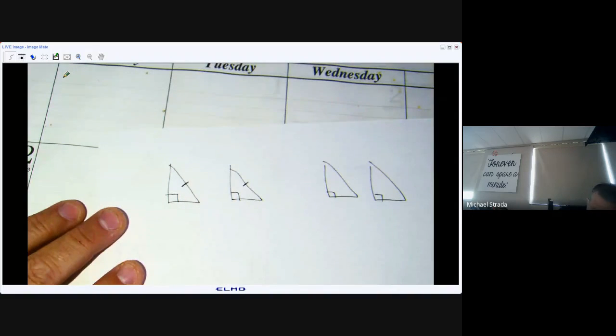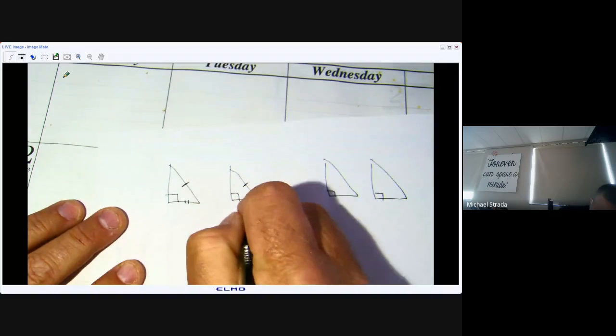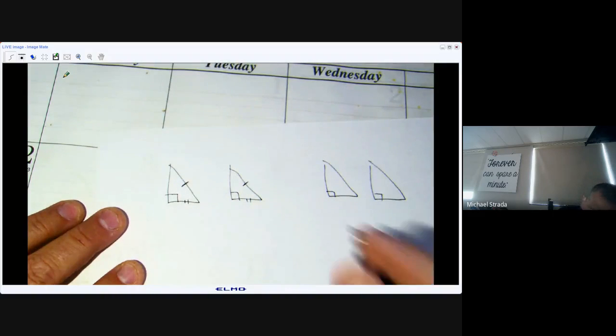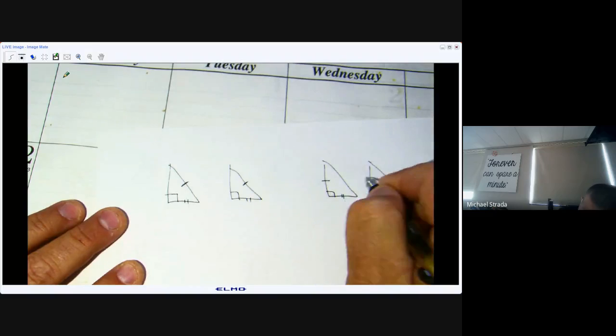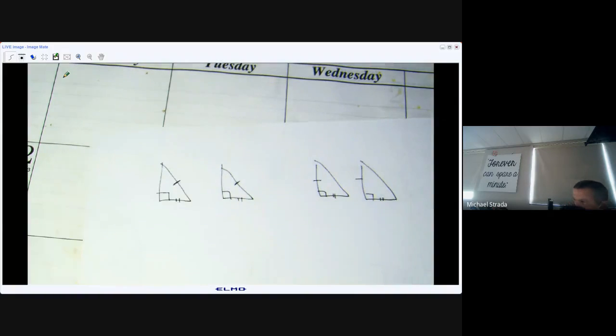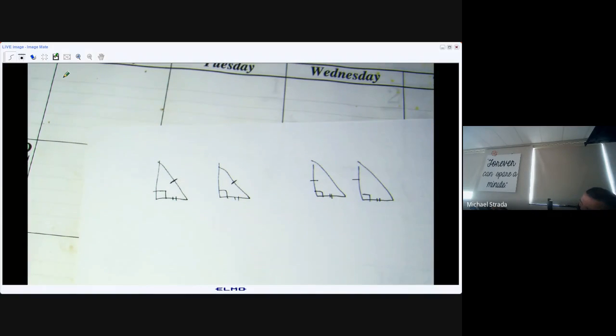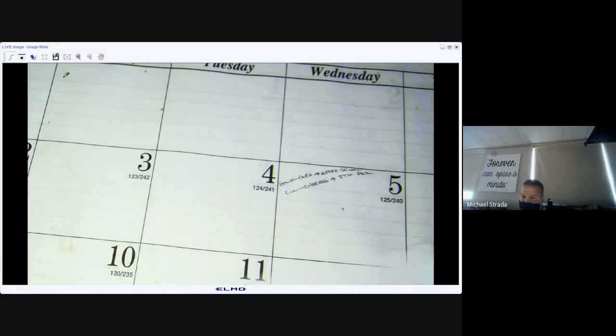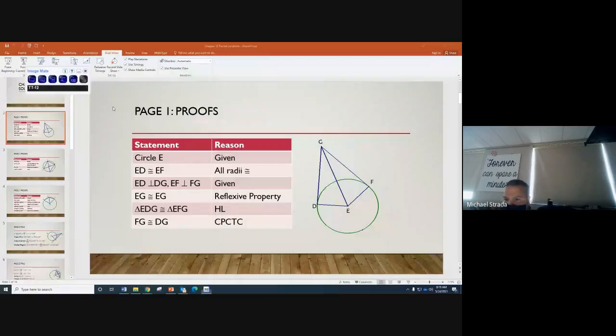And then the leg can be either one. So it could be that one or the top one. If it was side angle side, the hypotenuse isn't involved. So that's the best way to answer your question. If hypotenuse is involved, it's HL. If not, it's SAS. All right? Everybody else good with the concepts presented in that proof? Sweet. All right.